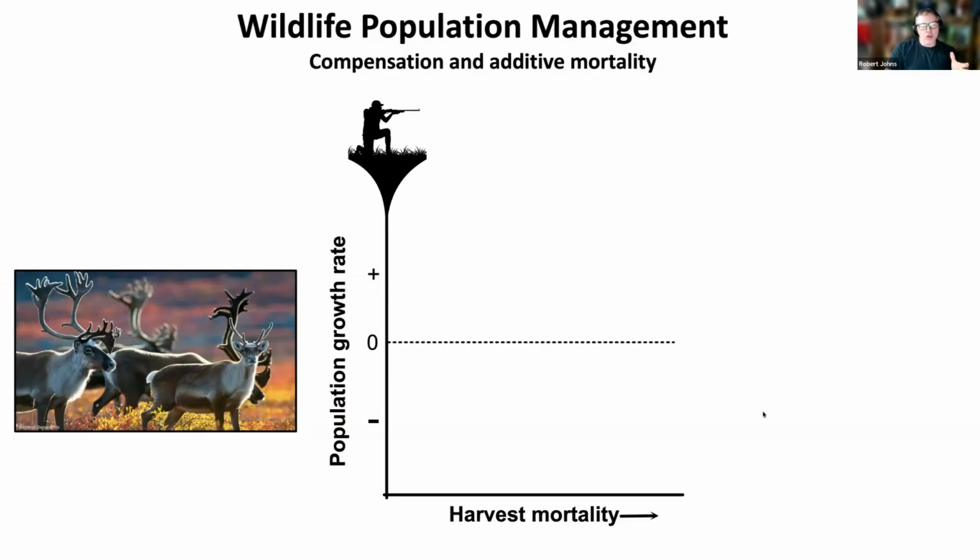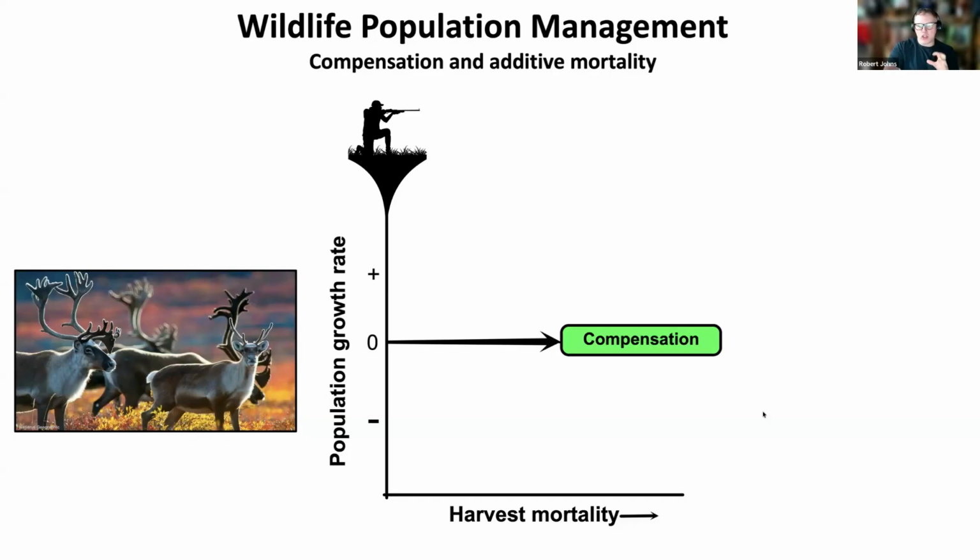And intuitively, what you might think is that if you increase the mortality associated with this hunting, you're going to lead to a decrease in the population growth rates. As you increase harvest mortality, you're going to have a decrease in the population of deer, and that population growth rate is going to be negative. But what's true of caribou, which is true of most populations, is they have a certain capacity to compensate for this additional mortality up to a certain point.